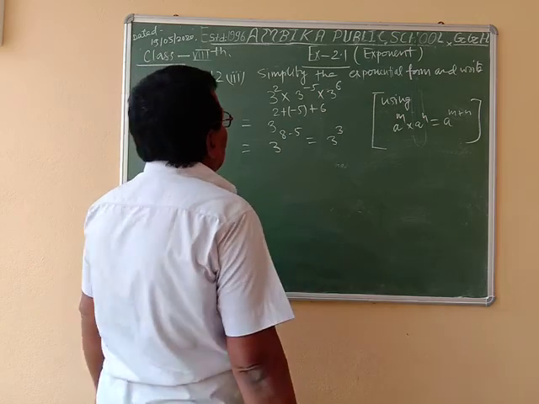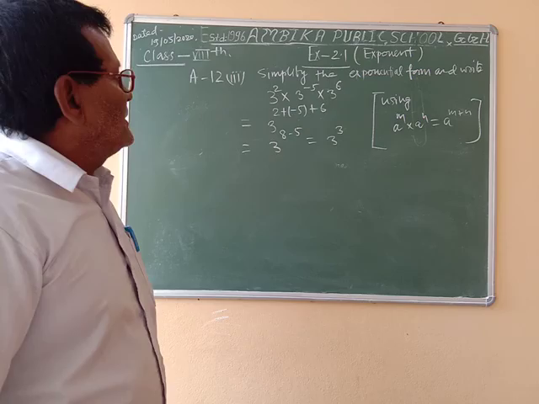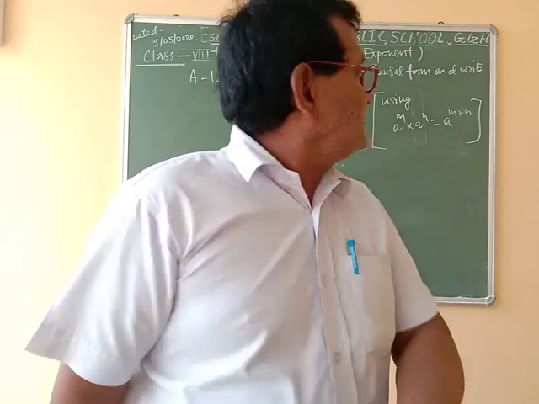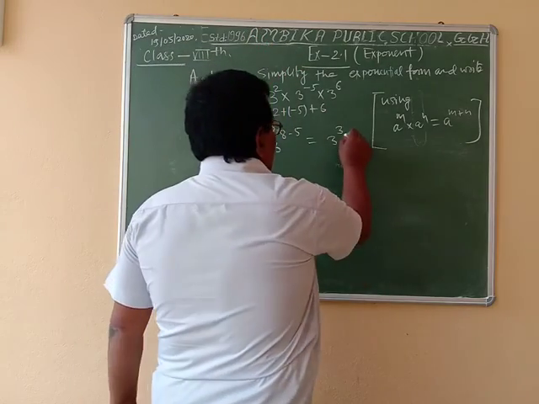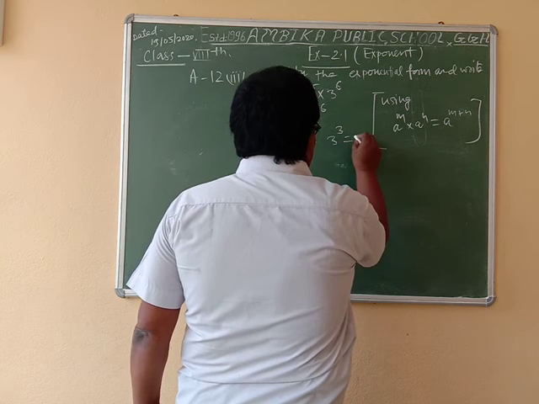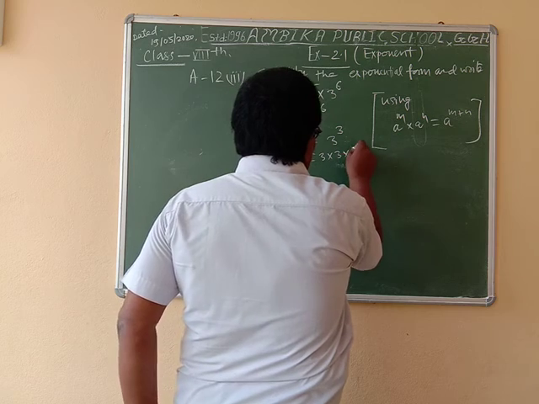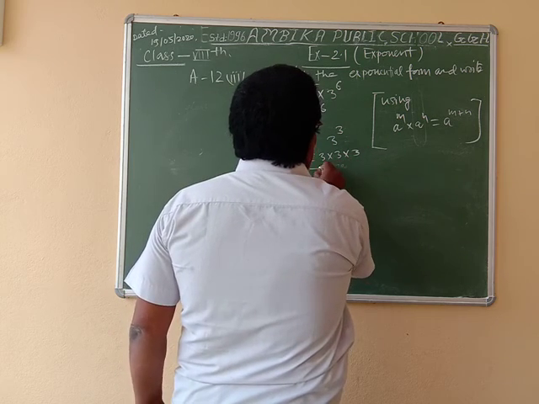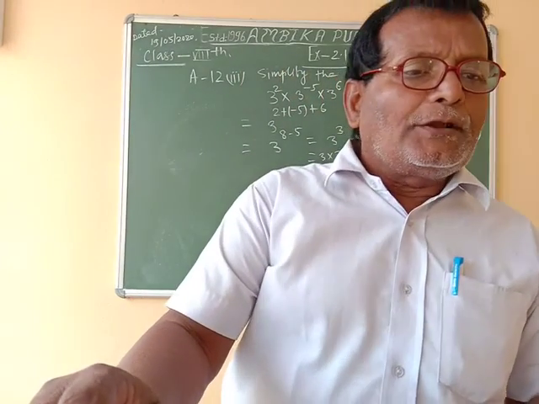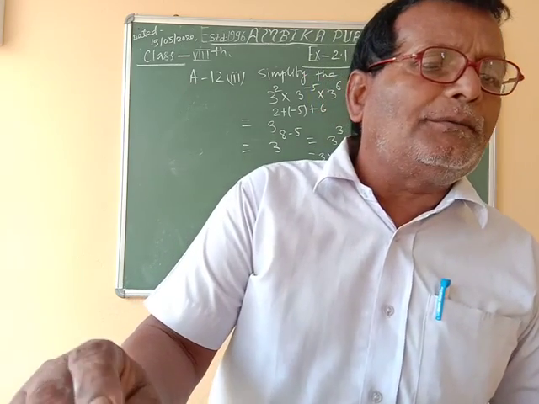So the exponential form of 3 square into 3 to the power minus 5 into 3 to the power 6 is equal to 3 to the power 3 is equal to 27, 3 into 3 into 3 is equal to 27. Similarly, you can try 1 and 2 number of 12.